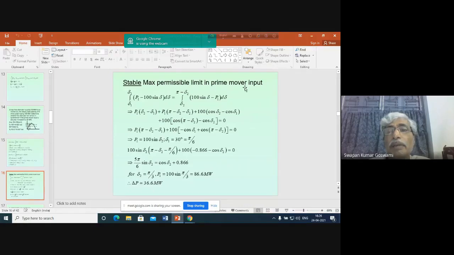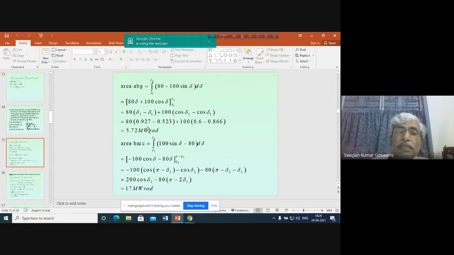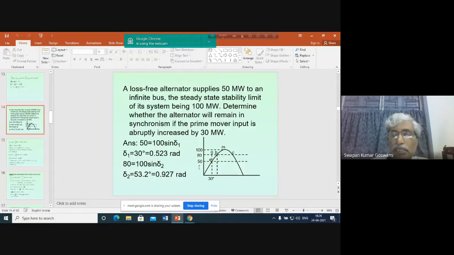of prime mover input. So if it is stable, let us now find how much we can increase the input power. By increasing the input power to 80 megawatt, or by increasing the input power by 30 megawatt, stability was maintained. We could maintain stability by increasing this much of output. But how much can we increase? What is the limit of power increase? Let us find this out. What is the limit of increase in input power?